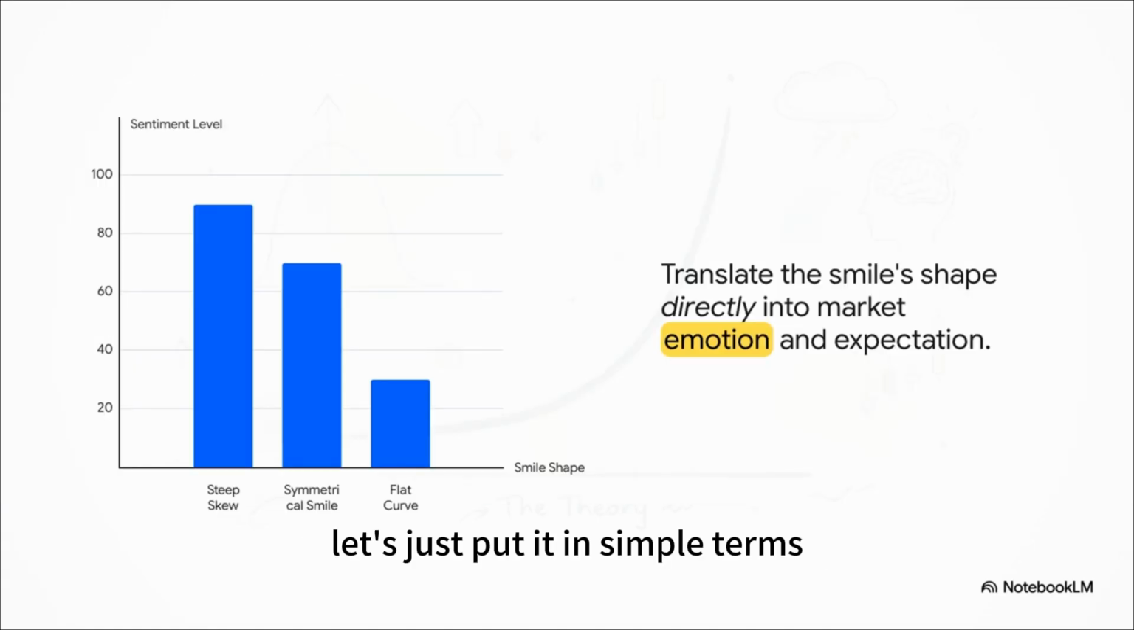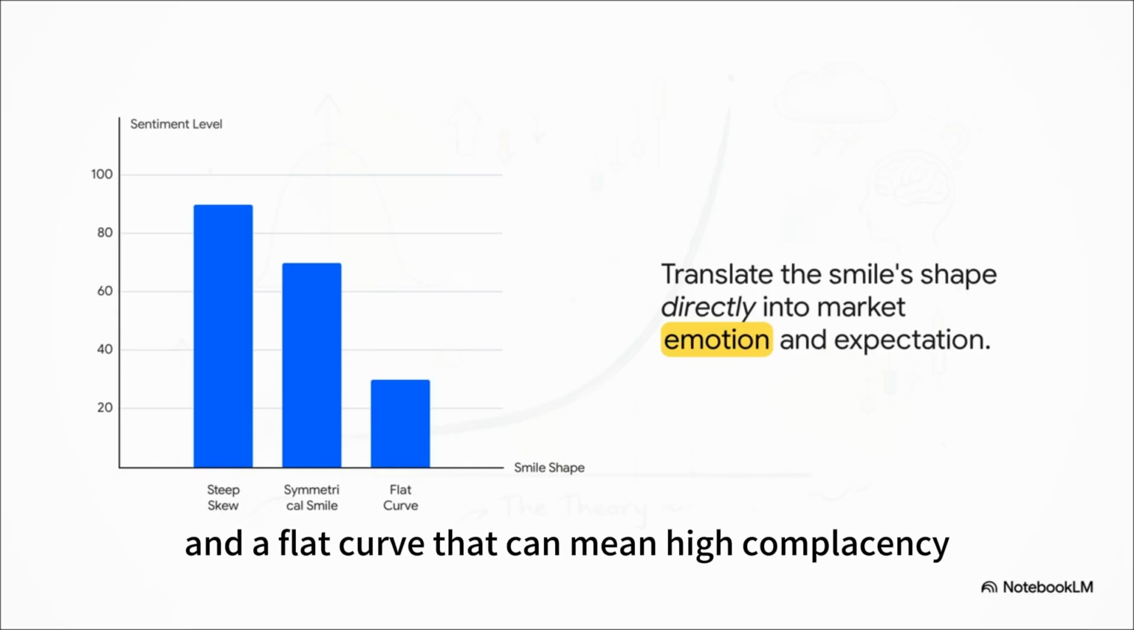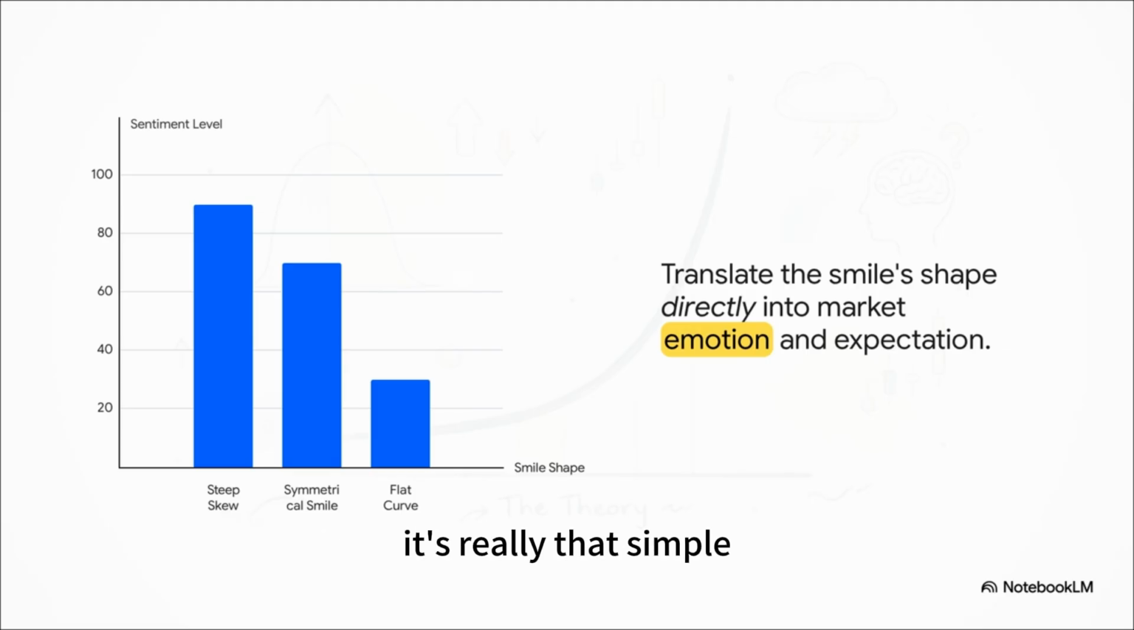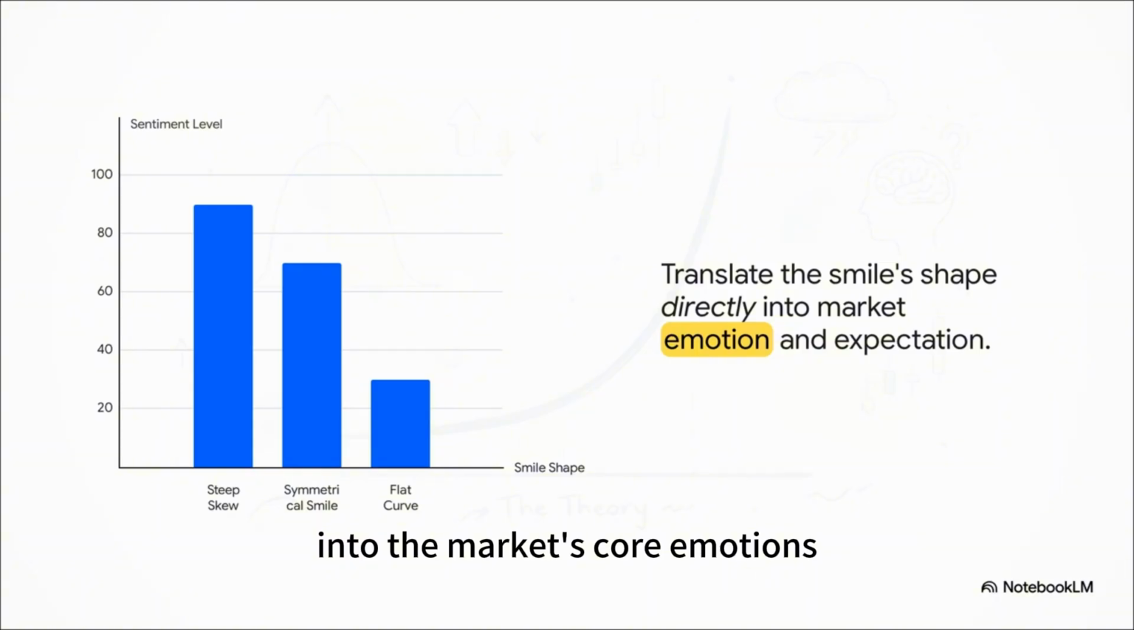Let's just put it in simple terms. A steep skew means high fear. A symmetrical smile means high uncertainty. And a flat curve, that can mean high complacency. It's really that simple. We're literally translating the shape of a graph into the market's core emotions.